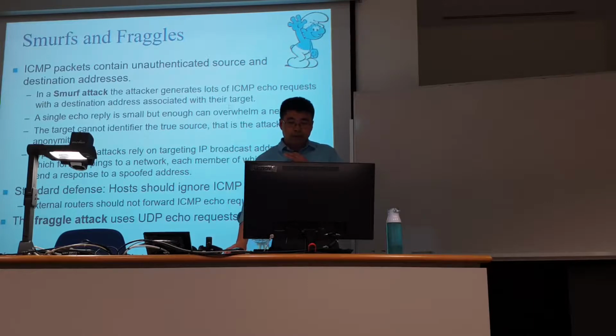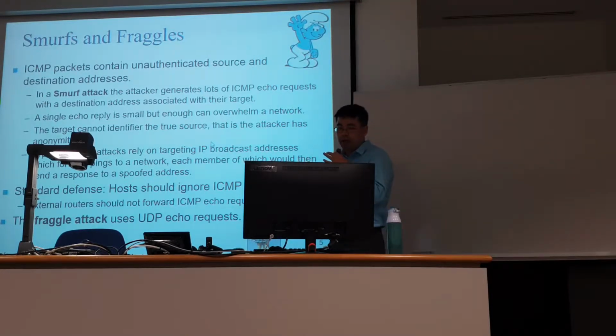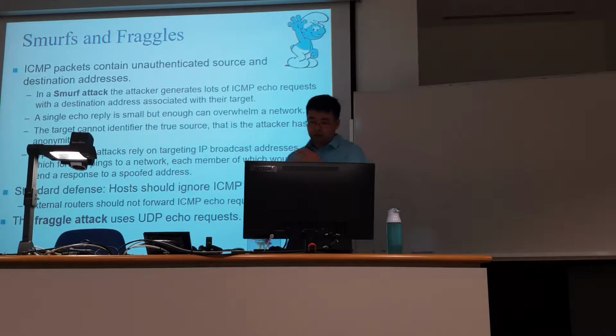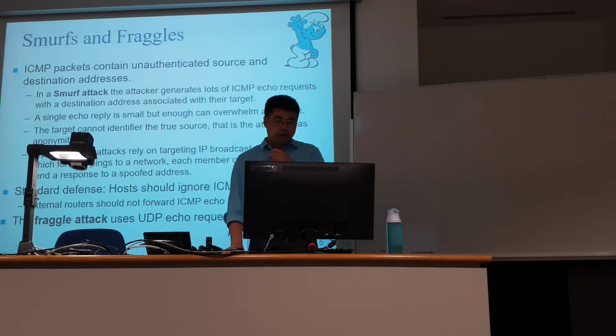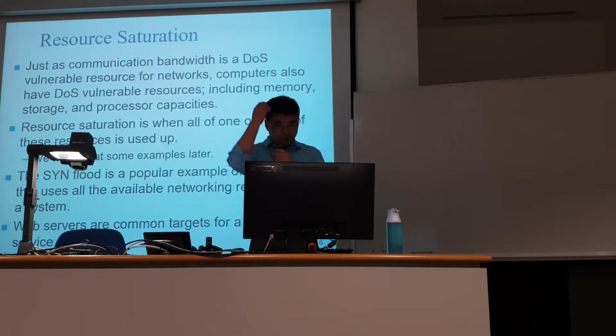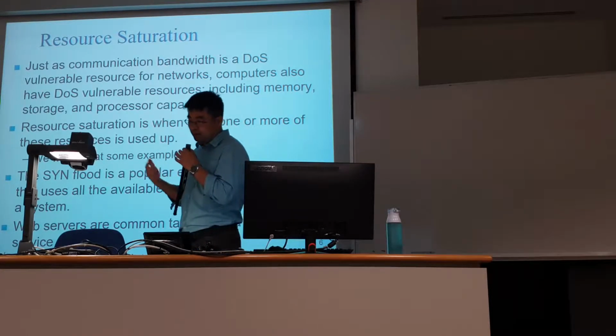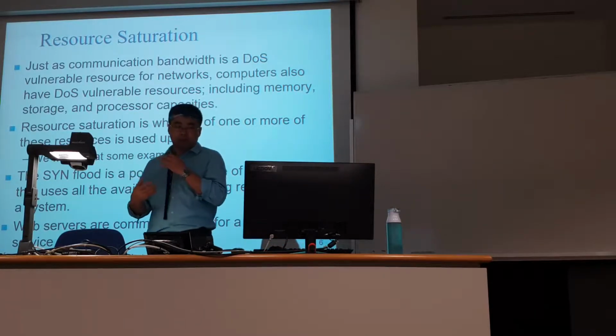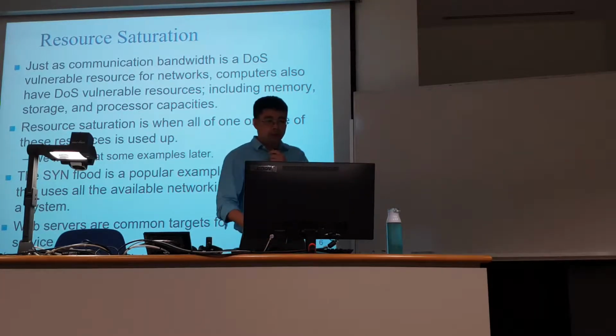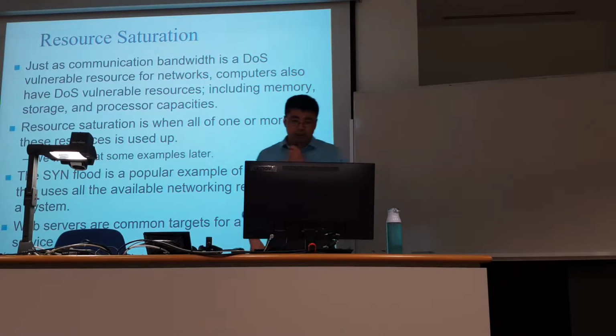So ICMP, basically, this is an attack that uses the IP broadcasting address. And then another attack, which is a Fraggle attack, is a similar attack, but it uses a UDP echo request, right? So there can be other resources. The previous example is just a simple example to illustrate how a denial of service attack can be done against a particular resource.